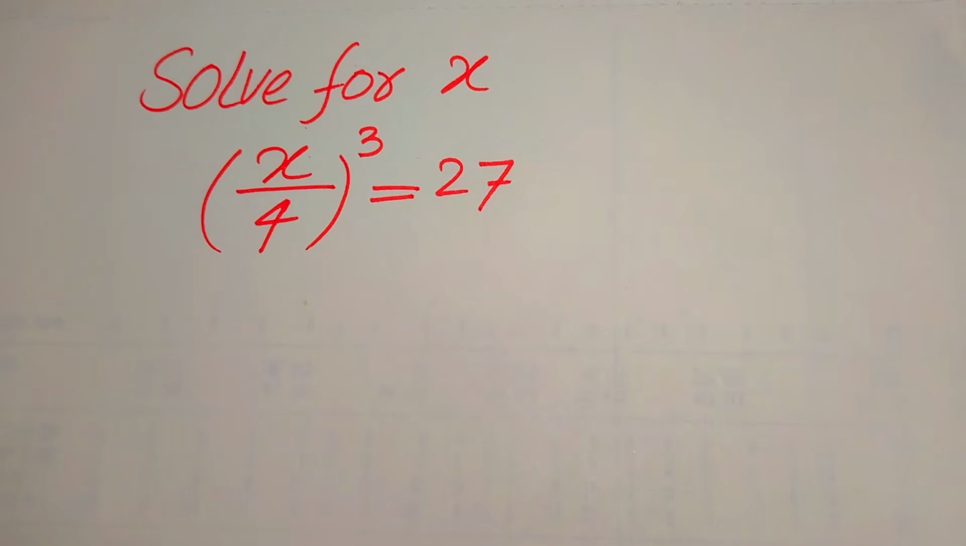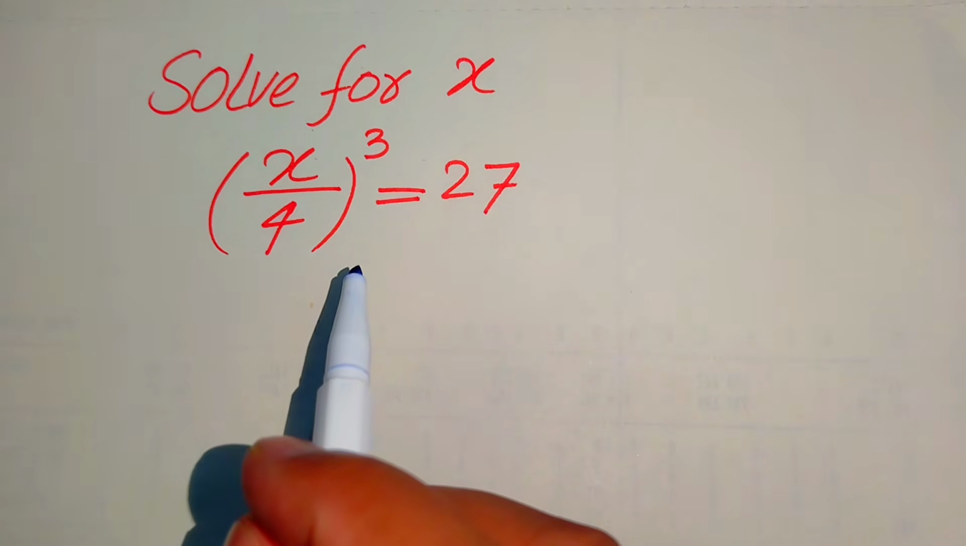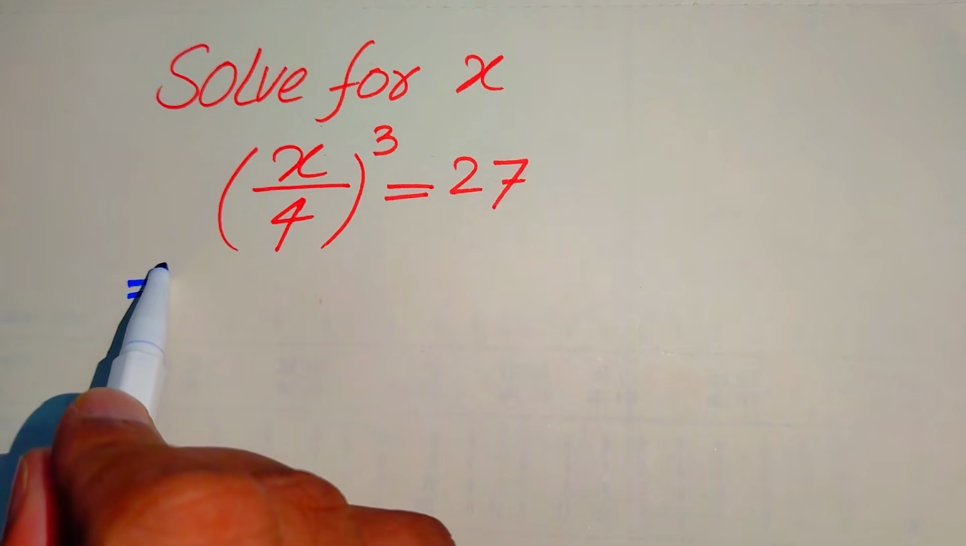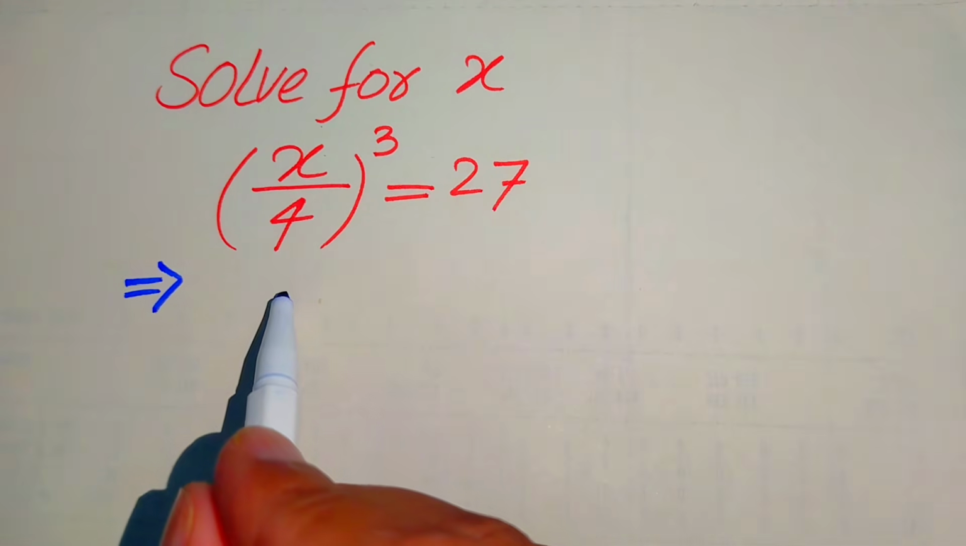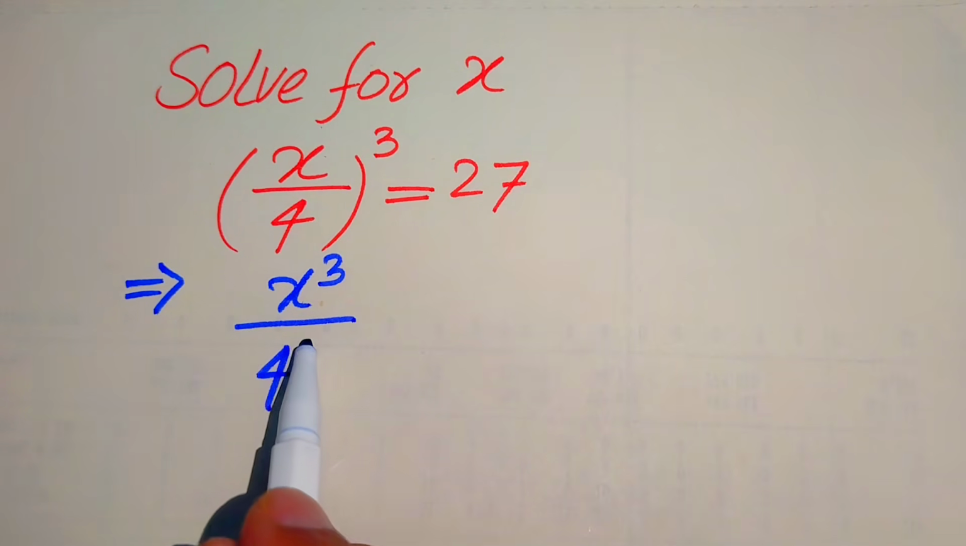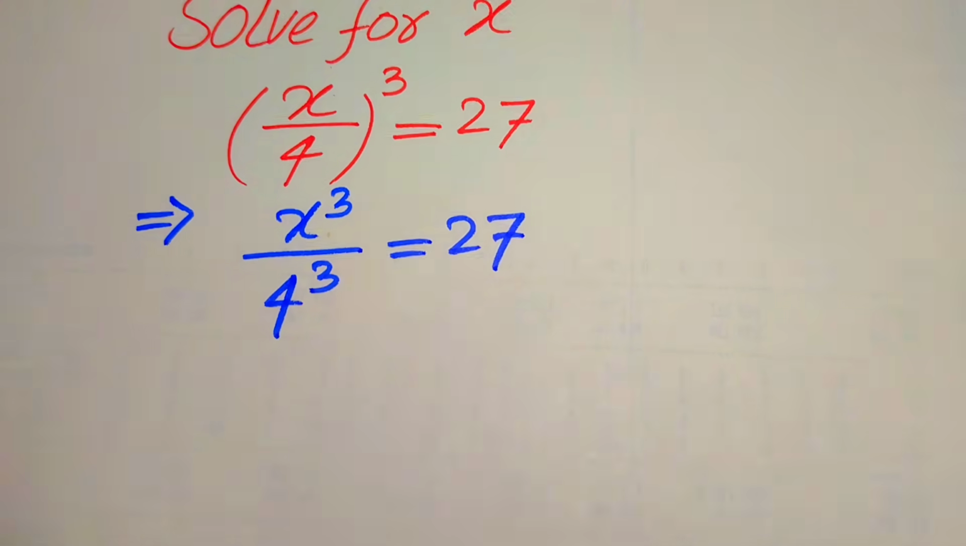So here we have (x divided by 4) whole cubed is equal to 27, and we solve this problem for all the values of x. First we break this cube and apply the cube separately on both of these values, and it becomes x cubed divided by 4 cubed is equal to 27.